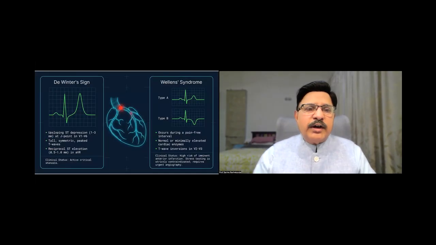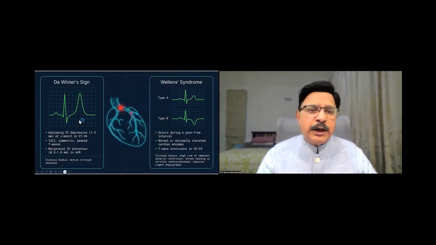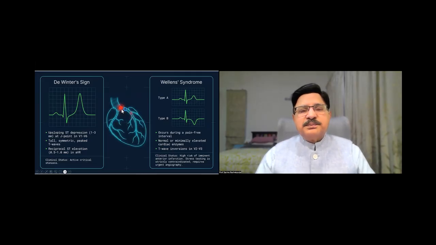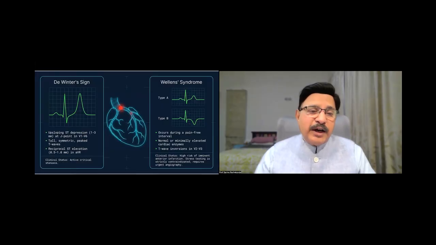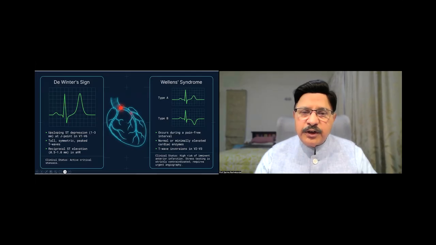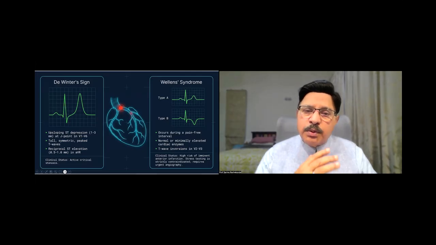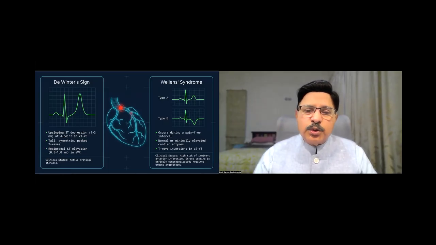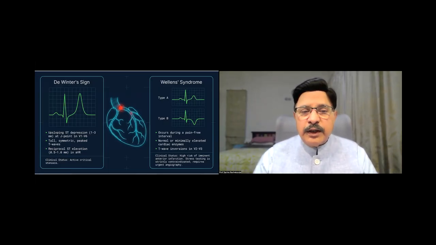Okay. De Winter sign: upsloping ST segment depression of 1 to 3 millimeters at the J point in V1 to V6, and tall symmetric peaked T waves. Reciprocal ST elevation is seen in aVR. This is a very, very important sign of left main disease. You cannot miss the left main disease. Left main disease means it is the culprit vessel. The culprit is here, LAD and LCX both are blocked. That means a huge part of the myocardium will not get blood supply.